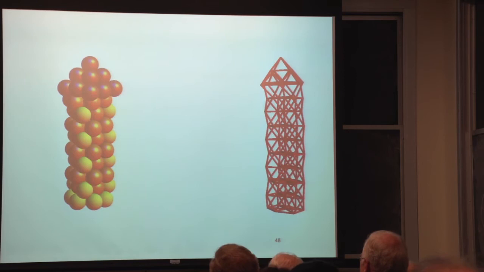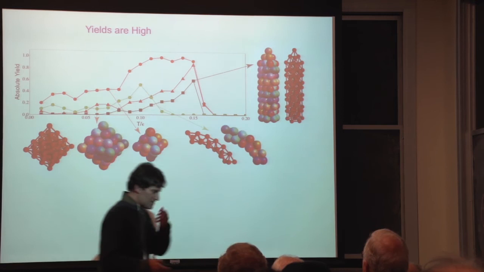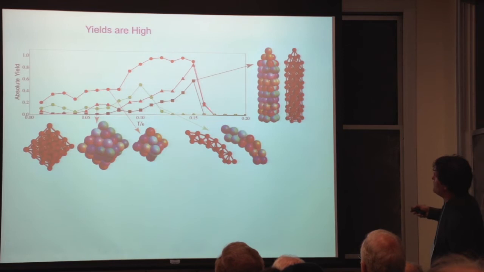But this is not science. The interesting thing is, what's the yield? Because the problem with Big Ben, like the problem with all of this, is that there are so many things that could go wrong. And this is a figure that I just want to dwell on. These are yield curves, from simulation, as a function of temperature divided by bond energy, for several different structures.